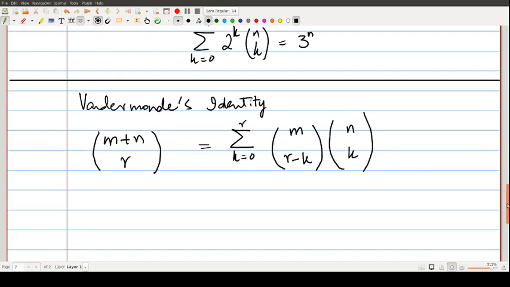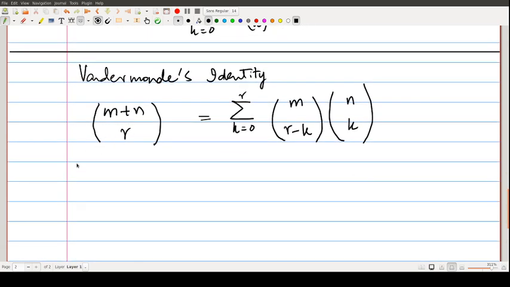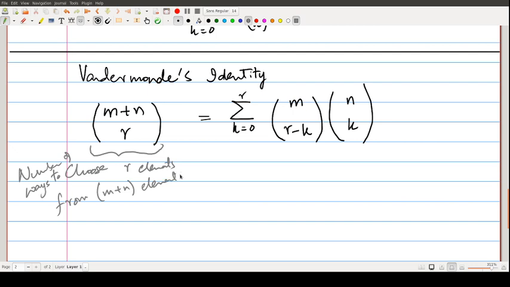And so this identity is saying the following. On the left hand side, I'm going to prove this while I'm explaining it, so I'm not going to do any fancy technical proof. It's just going to be a proof by counting. This is saying the number of ways to choose r elements from m plus n elements.